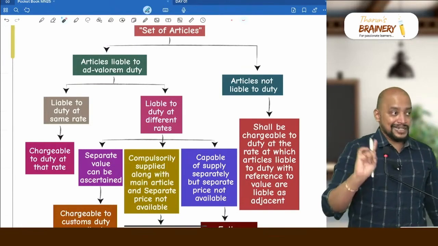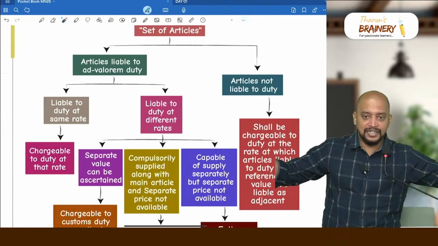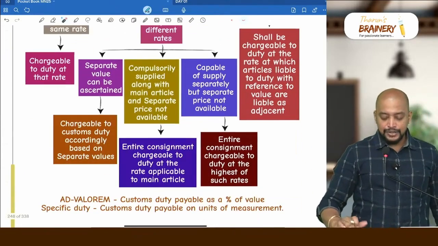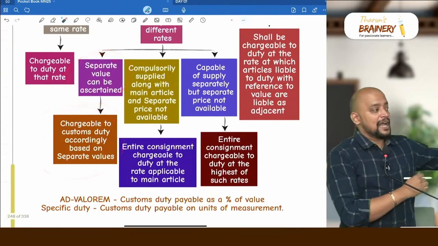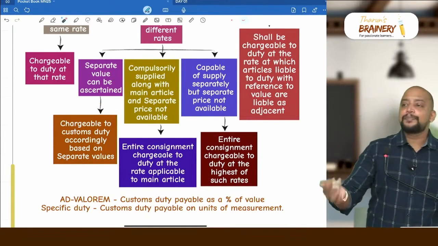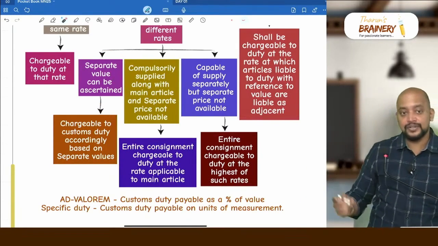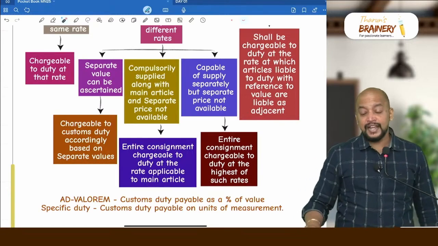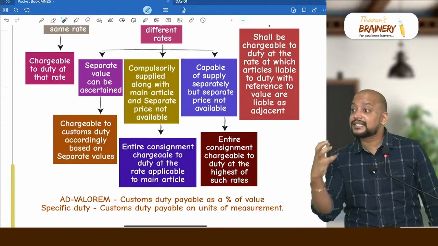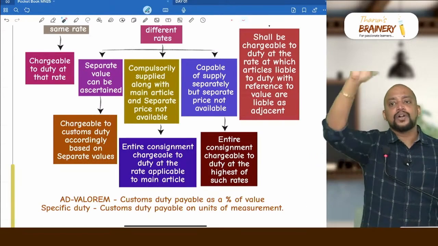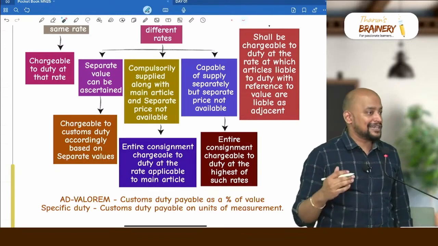Exception number 1, if the values are ascertainable separately, then you pay accordingly, based on the separate values. Second exception, if separate values are not ascertainable and there is a single value, but it is an accessory compulsorily supplied along with the main article, then whatever is the rate of the main article, that should be taken, like composite supply.